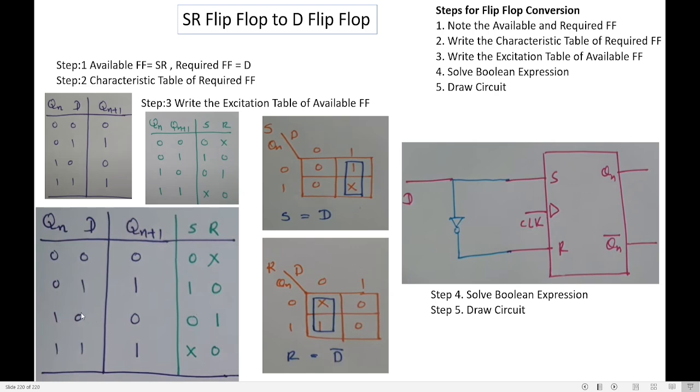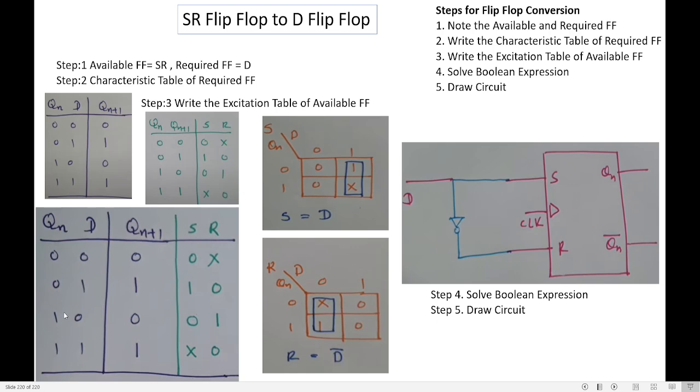Qn is 1, Qn plus 1 is 0. What is the SR value? 0, 1. Right? When both Qn is 1 and Qn plus 1 is 1, what is the value of SR? Don't care and 0.